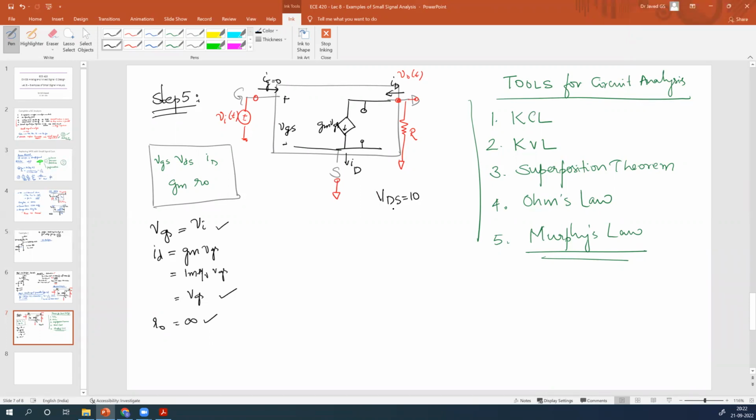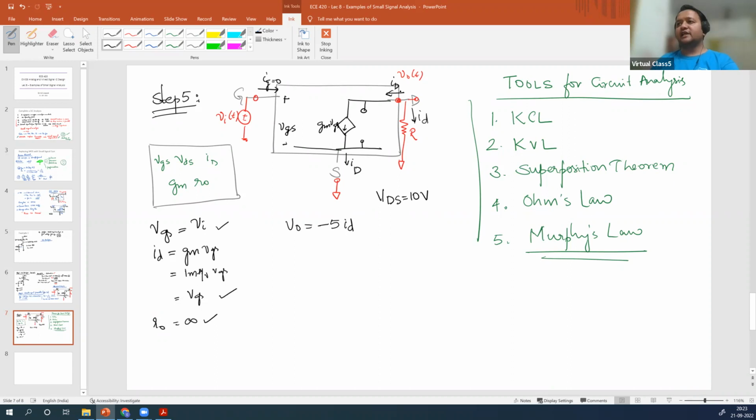Correct? Yes. Remember, we need to find small vds. So what is that? You find out v naught. What we can do? We will apply Ohm's law there. What will you get? v naught is current through this resistor. Now, what is the current to the resistor? Whatever is going into ID is the same flowing into the R because it is outside. So v naught is equal to minus 5 ID.